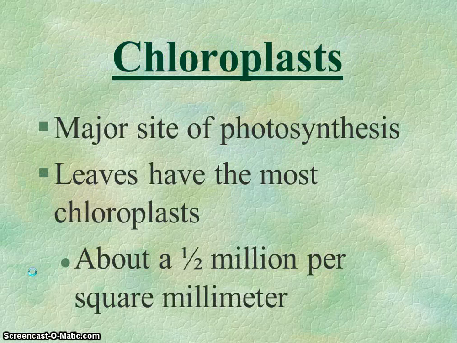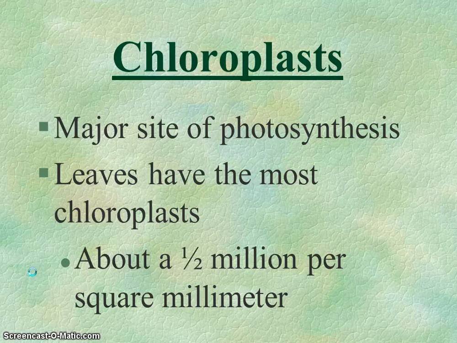Now, inside of the mesophyll is the structure of the chloroplast. The chloroplast is one of the plastids that we talked about when we talked about the cell organelles. It is green because of the green pigment chlorophyll. It also contains small DNA and some ribosomes. And this is the major site of photosynthesis. Leaves of plants actually have the most chloroplasts, about 500,000 per square millimeter.